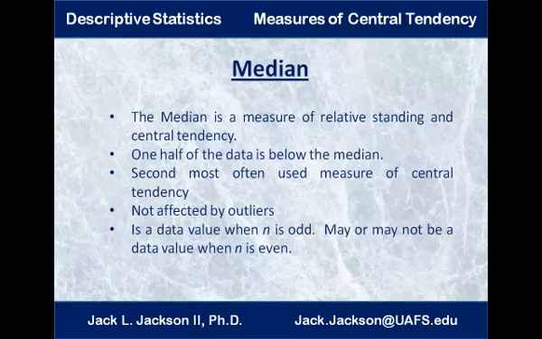This is probably the second most often used measure of central tendency, the mean being the most often used. It's not affected by outliers. So if we have a data set and we take the maximum in that data set and move it much larger, could be very, very, very large, it has no effect on the median whatsoever. In fact, if we move things around within the data set, it's only when we move one across the old median that we change something to be a new median.